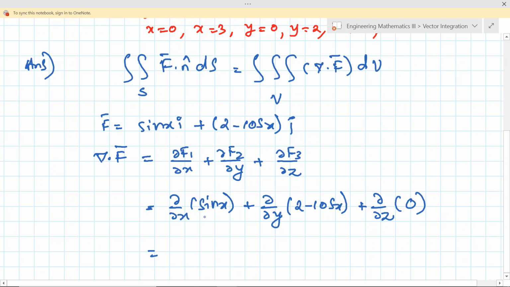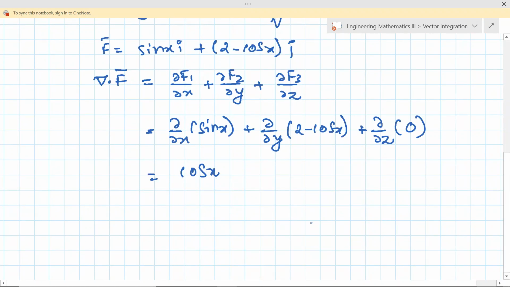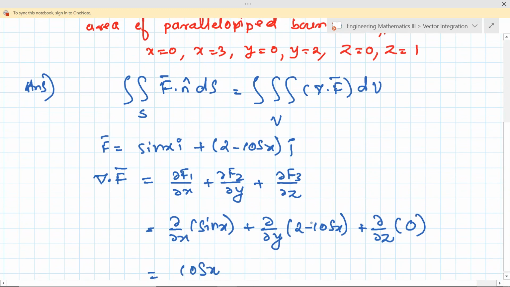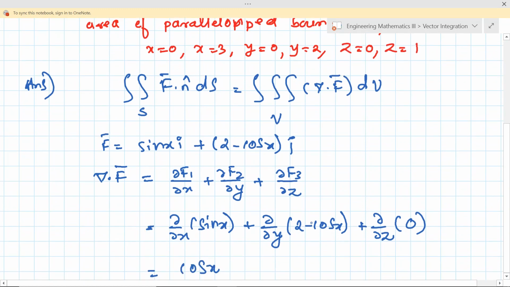What is the derivative of sin x? It is cos x. And for 2 minus cos x, there is no y, therefore its derivative is 0. Therefore del dot F bar is nothing but cos x. Now it is not constant, it is a function of x. In the previous example, del dot F bar was equal to 3, a constant, but here it is cos x. So every time it may not be a constant. But if it is not constant, how can we proceed?